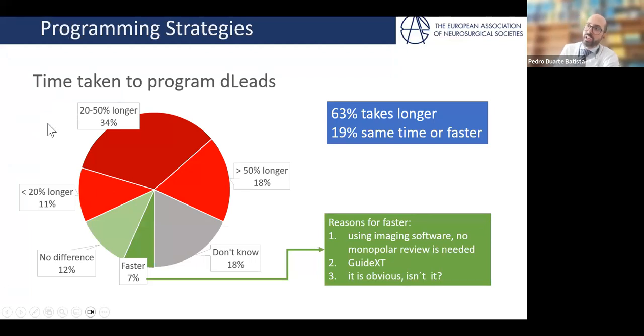Then how much time do people take to program the leads? What is their impression? And most of the respondents, 63%, feel that they take longer with the leads. Only 7% feel that they are faster. And the reasons they give, well, these were three responses. The first is that they use the imaging software, and so they don't do any monopolar review. The second says more or less the same. They use GuideXT. And the third respondent said that it was obvious. Well, that's the answer you gave.